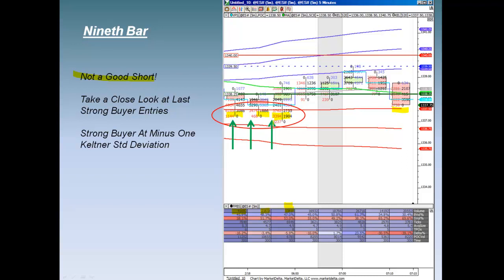Look to the left. All the other signs were saying that it would make sense to short, except this powerful one here to the left. Now you see why I emphasize the look to the left rule. Now take a close look at the last strong buyer entries. They were all at this level. The strong buyer is sitting at -1 Keltner, and so I would not want to take a short here.